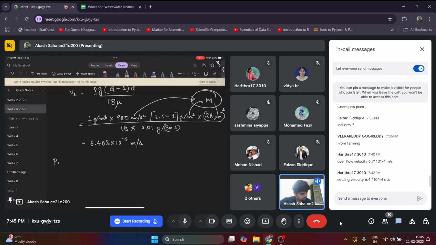So what will be my particle removal efficiency? This is denoted by eta. This is nothing but Vs by V naught into 100. So Vs is 6.403 and V naught is 6.696.